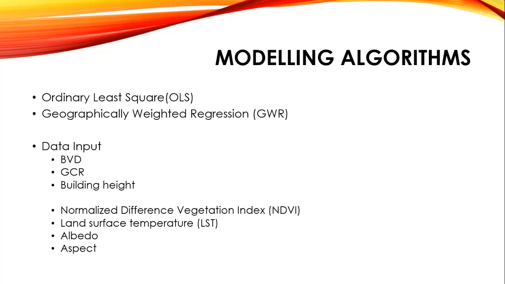So the main aspects were to understand, for example, the NDVI, which determines the health of vegetation, and the land surface temperature. Then we have albedo, that is the reflectance, which is based on the material type. So we have forest areas, water, things like concrete and so forth, as well as the aspect, that is the direction of the slope.